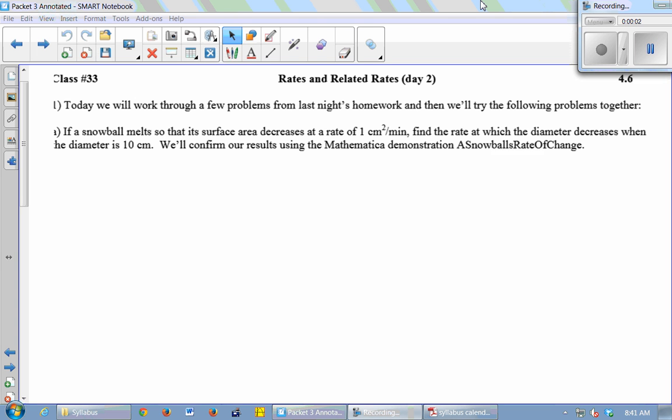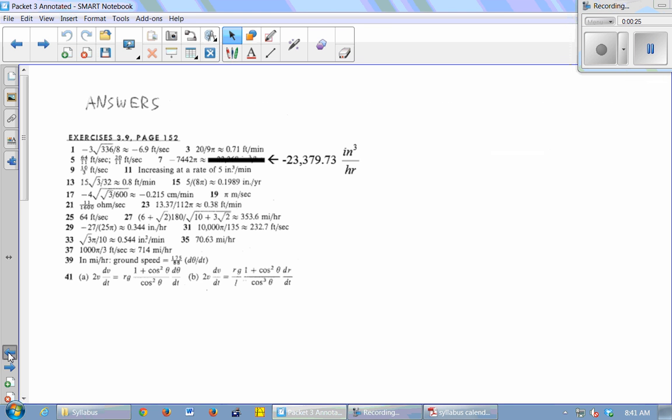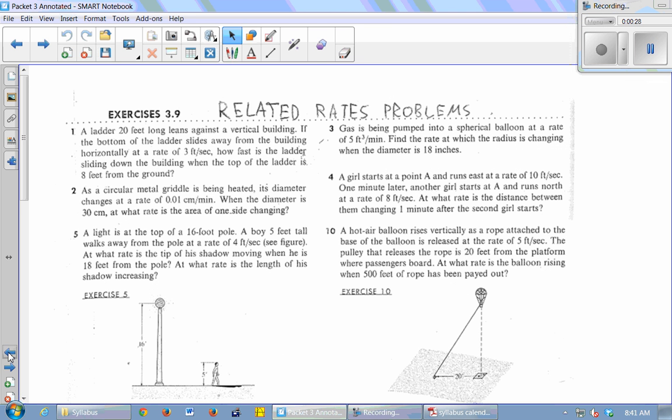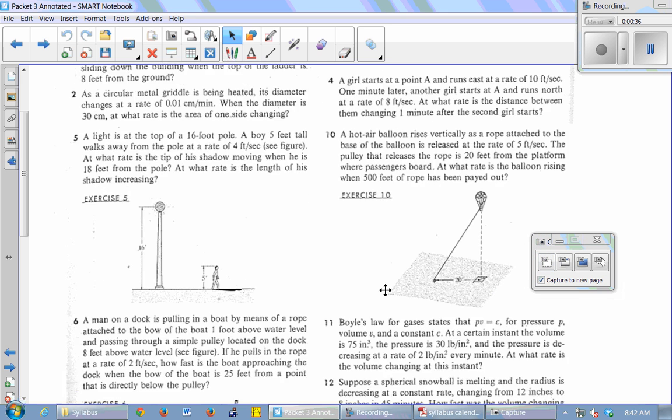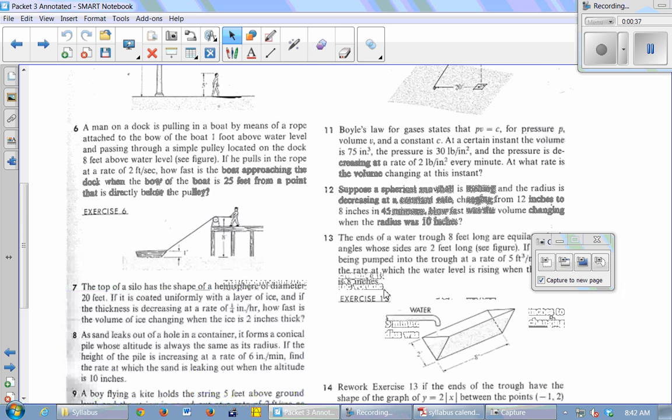Okay, so this is our second day of related rates. Are there any problems from the homework that you want to see done? You just couldn't get to come out for whatever reason. Number 7, okay. All right, let's work through that one.